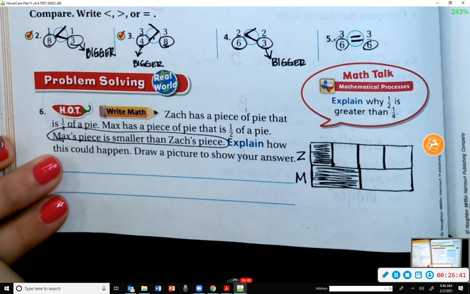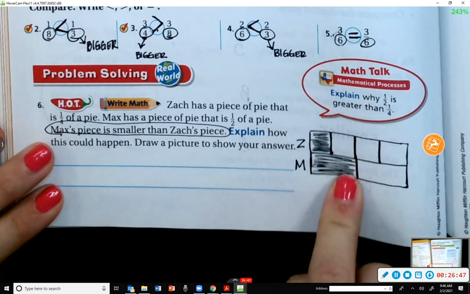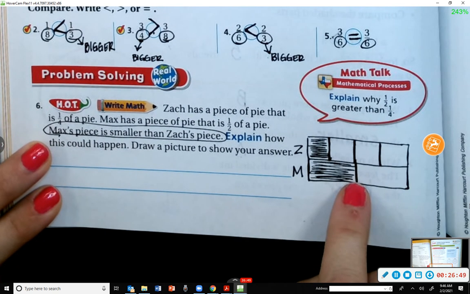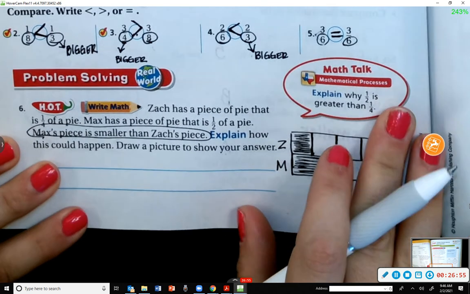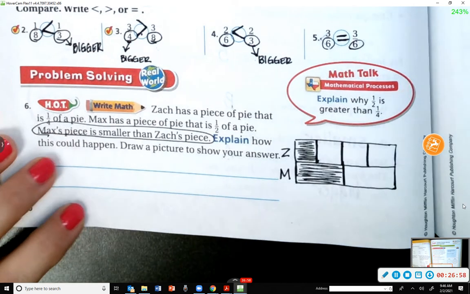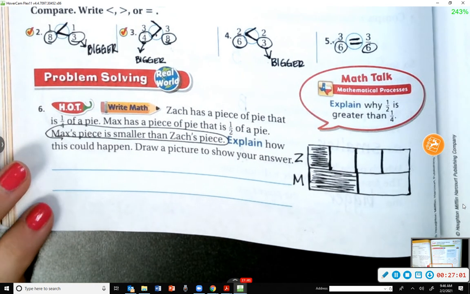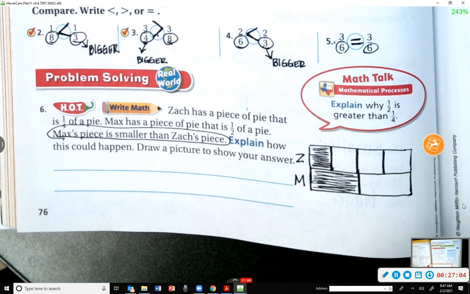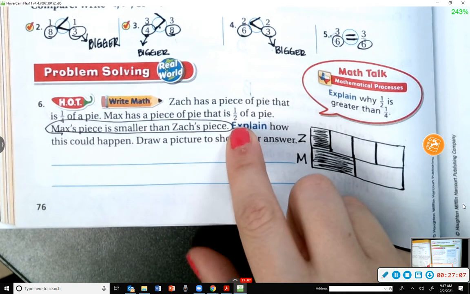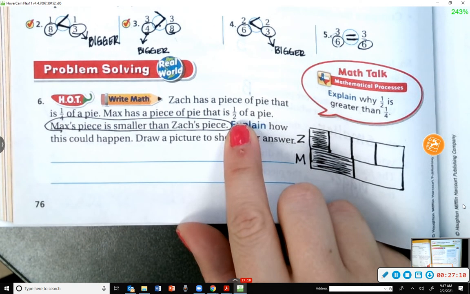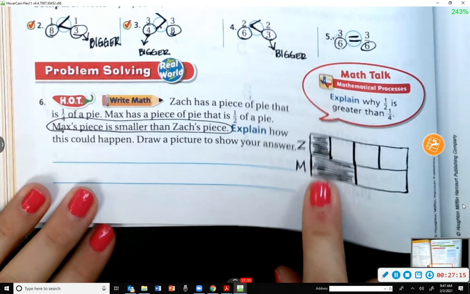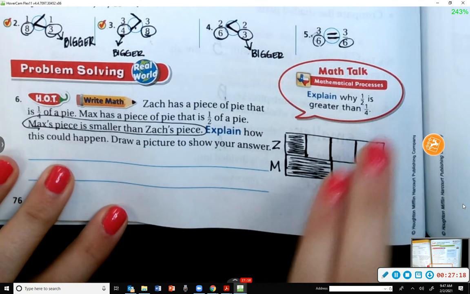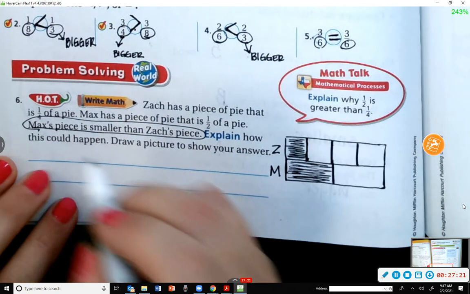Max's piece is smaller than Zach's piece. Is that right? No. We can see here that Max is more. Okay? So how can we explain this? Explain how this could happen. What do you think, Bryson? Did you have your hand up? Okay, well Max probably thought he was getting less because the denominator was 2, right? He thought he was, but he's actually getting more because it's only cut into 2 slices. So that means the pieces are actually bigger, okay?